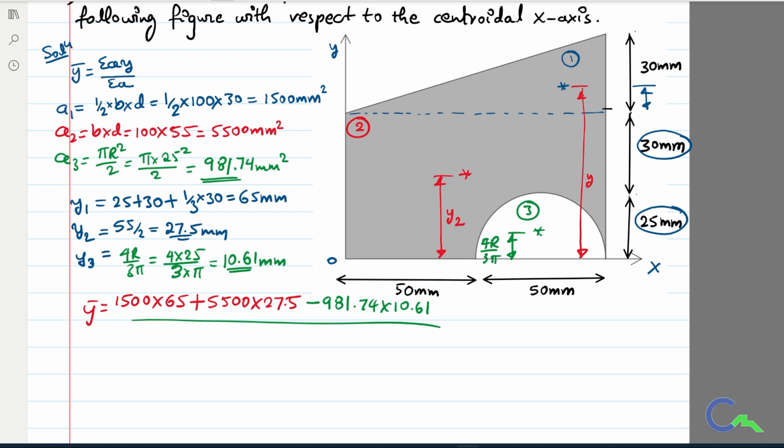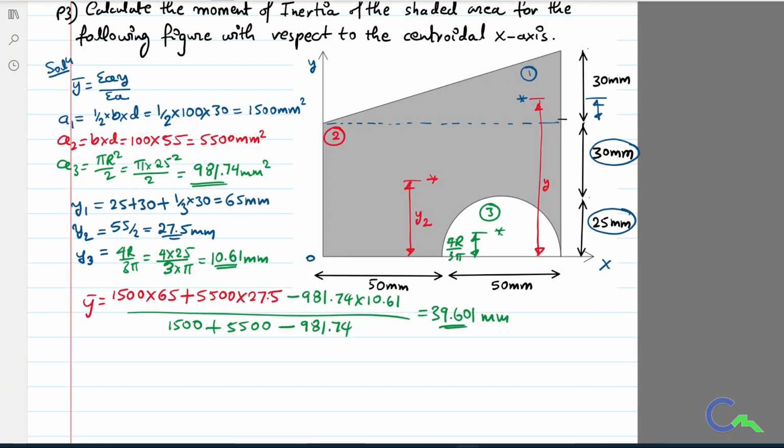So overall, divided by the entire area. The entire area is 1500 plus 5500 minus 981.74. Here also you should be very careful while summing the areas, because we have to deduct that particular area. After that, if you do the calculation, the value we are going to get is 39.601 millimeter.